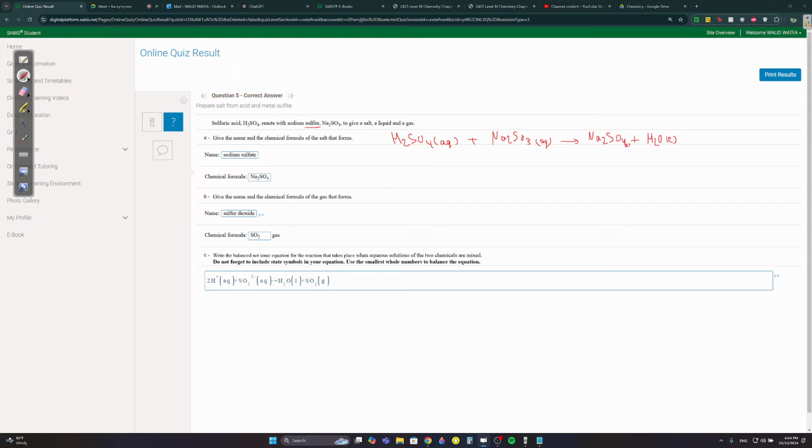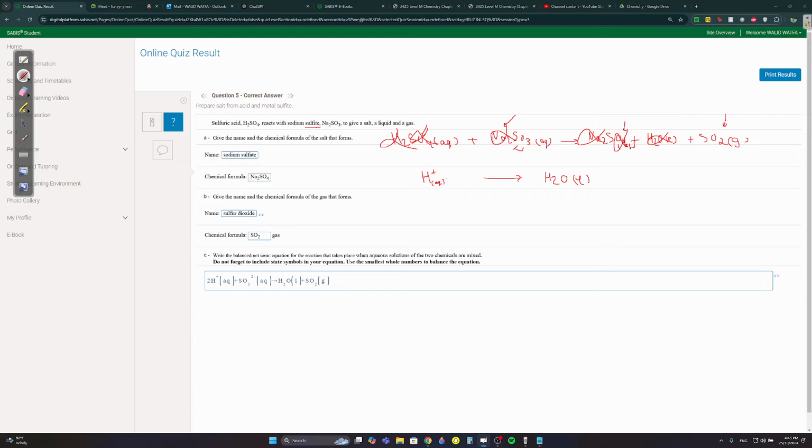I should have written aqueous here, because salt is always aqueous, unless it's insoluble. Plus the gas we said is SO2. Let's see. Hydrogen was aqueous, became hydrogen liquid. So obviously we're going to put H plus, H2O, liquid. And this is aqueous. Done. SO4, aqueous. We don't want it. Na, aqueous, Na, aqueous. We don't want it. SO3 was aqueous, SO2 became gas.